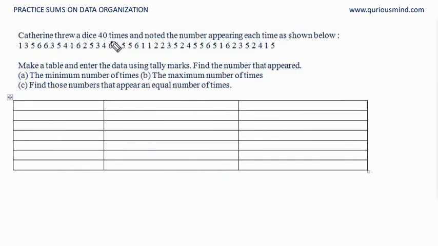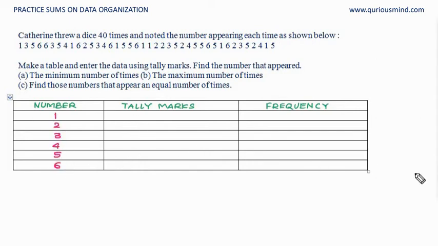Catherine threw a dice 40 times and noted the number appearing each time as shown below. Make a table and enter the data using tally marks. Find the number that appeared the minimum number of times, the maximum number of times, and find those numbers that appear an equal number of times. So for a frequency distribution table, let's write here, this is the number which appears. Number, tally marks, frequency. The numbers which are appearing are 1 to 6.